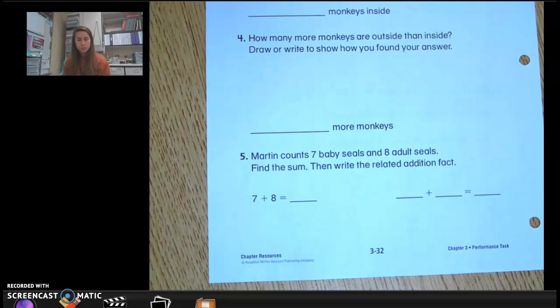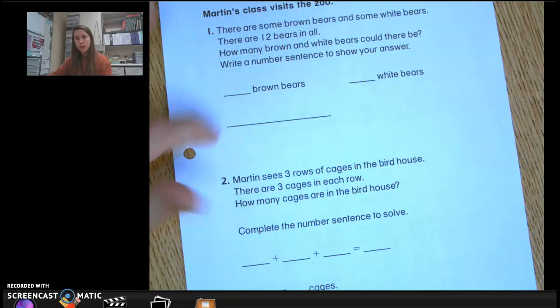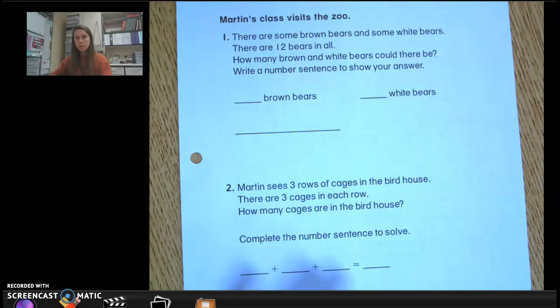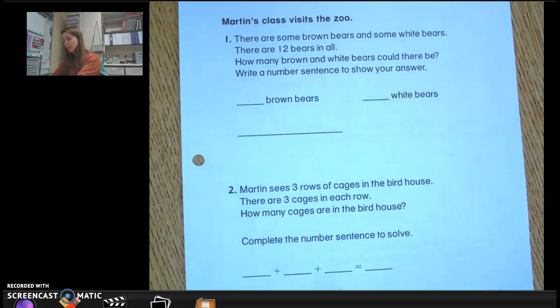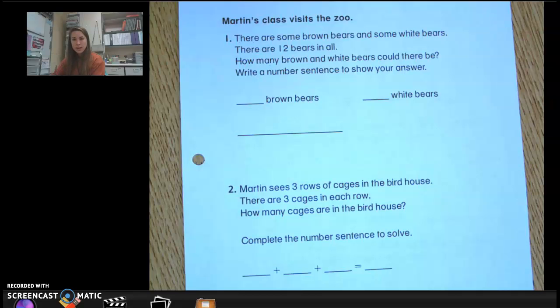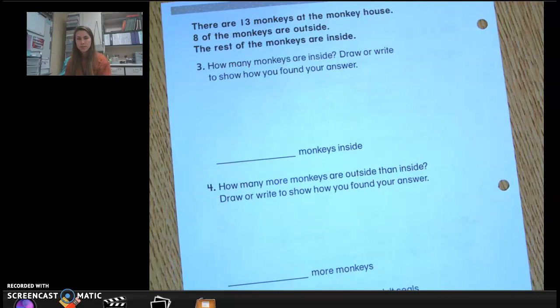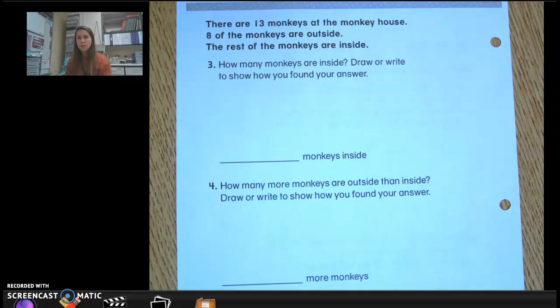Once you have finished number 5, you need to check your work. Look over it. Maybe even watch the video again to read the problems. Make sure that you have correct answers for each problem. Think about, do my answers make sense? Look at how many brown bears and white bears you had. Does that equal 12? If it does not, then you know you need to check your work. So make sure you think about if your answer makes sense. If the numbers are too big or too small, make sure you check your work and fix that.